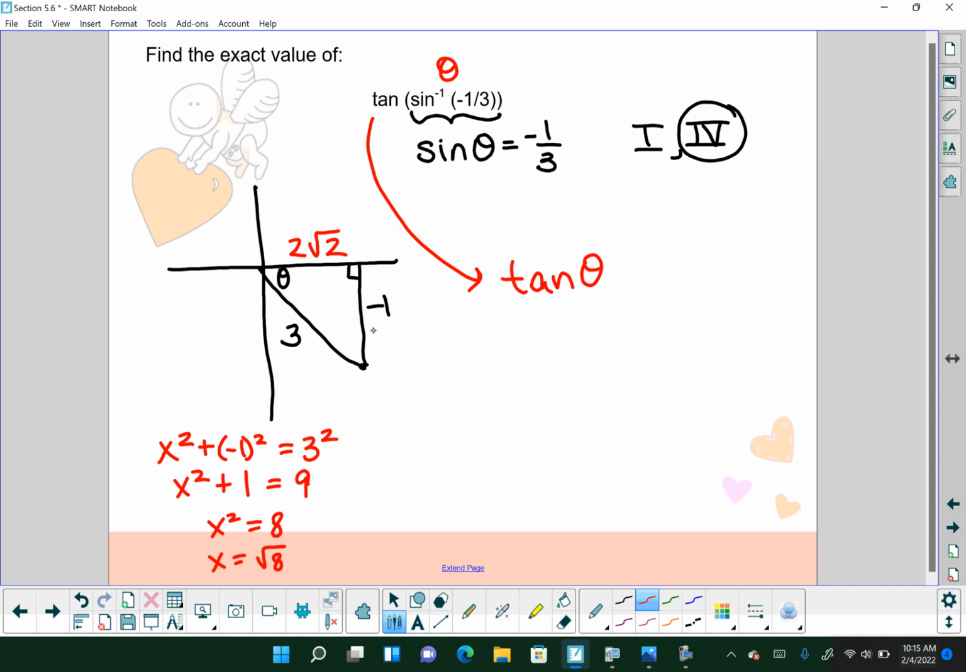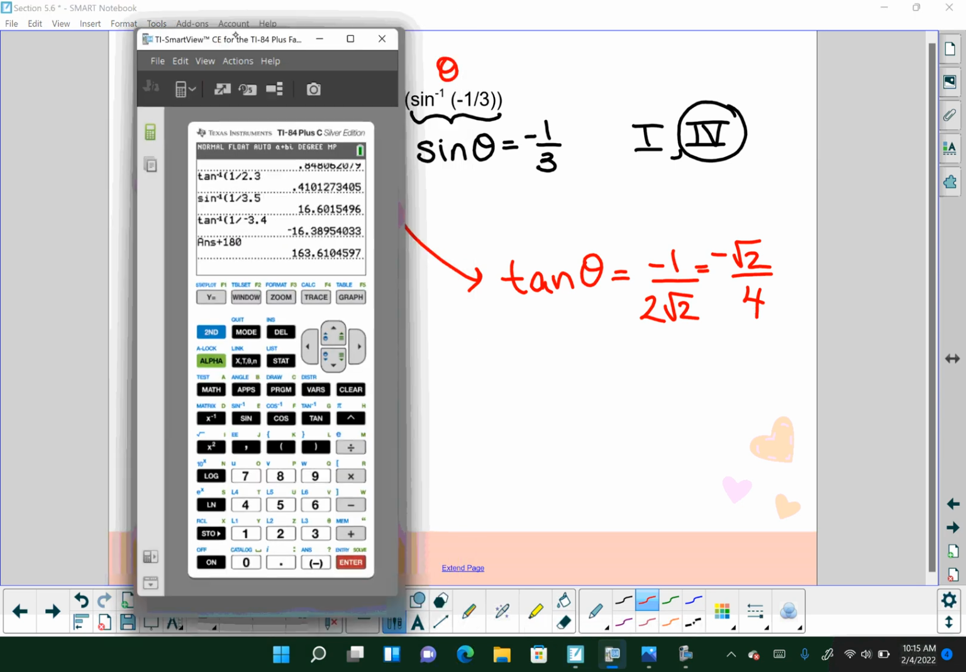We drew that picture. And if I want to find tangent, if we have a triangle, it's opposite over adjacent. So in this problem, that would be negative 1 over 2 rad 2, which if I rationalize, multiply the top by rad 2, I get negative rad 2. If I multiply the bottom by rad 2, rad 2 times rad 2 would give me 2, times another 2 would give me 4. Now you can check this one with your calculator if you want to.